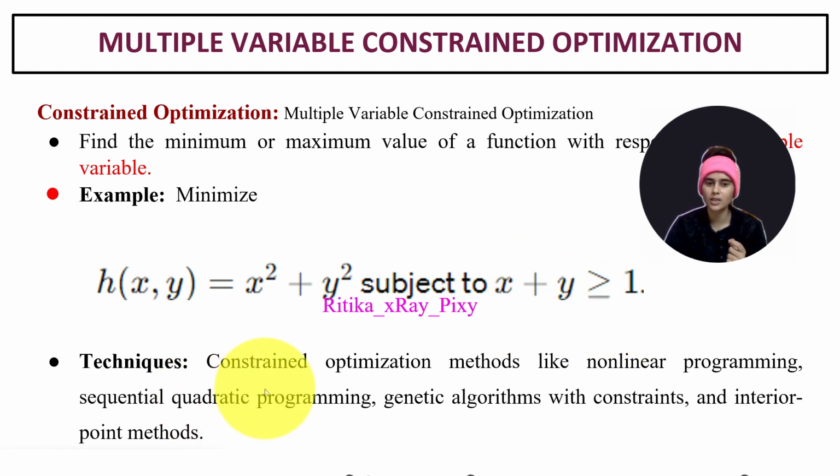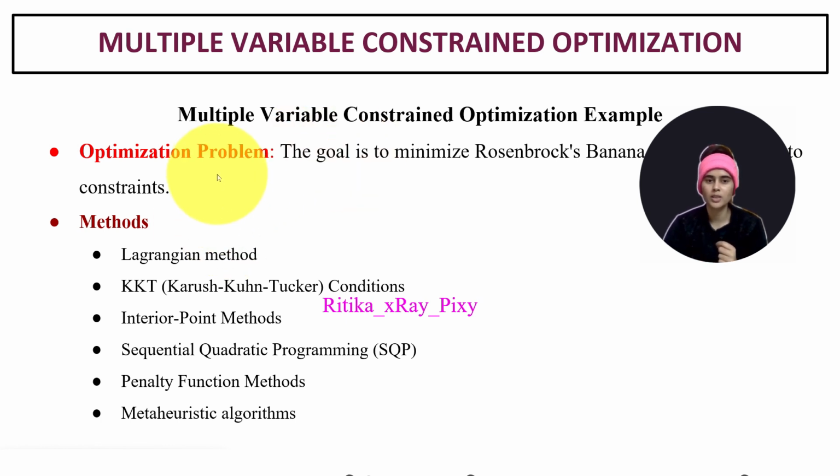We can use certain constrained optimization methods like nonlinear programming, sequential quadratic programming, genetic algorithm with constraints, or interior point methods. So here you can see our optimization problem. The goal is to minimize the Rosenbrock's banana function, and it's subject to certain constraints. You can use different methods to solve this problem: interior point method, KKT, SQP, penalty function.